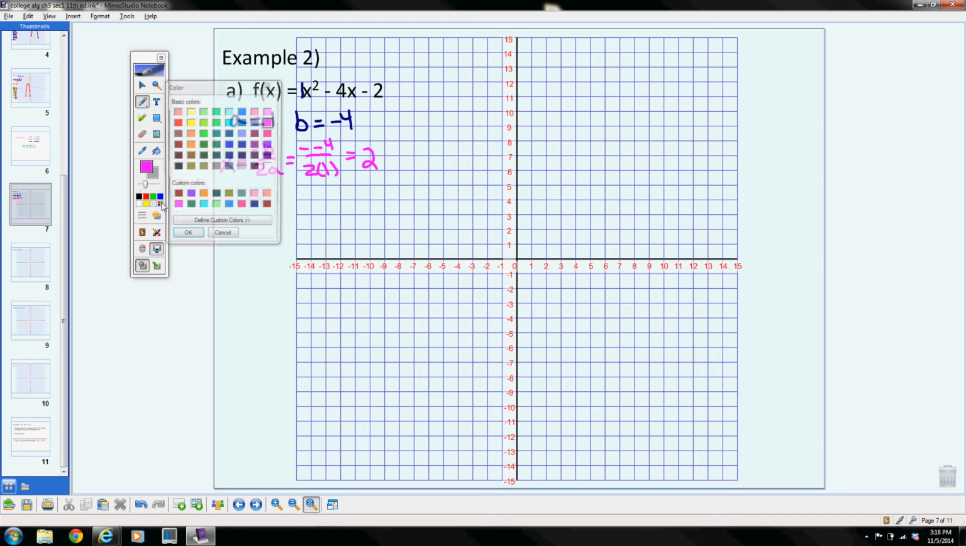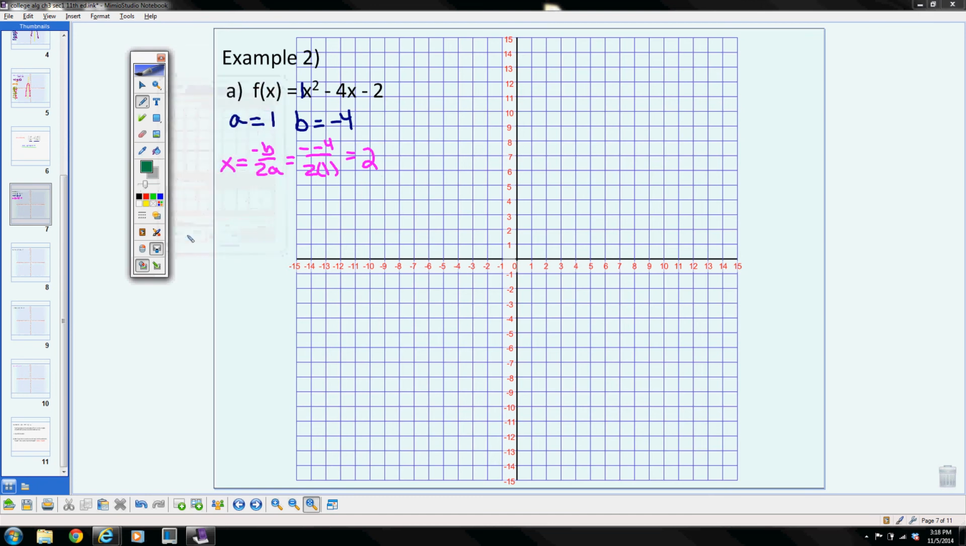To get my y value for my vertex, I take that positive 2 and I plug it back in the original equation. So that's going to be 2 squared minus 4 times 2 minus 2. That's 4 minus 8, which is negative 4. And then negative 4 minus 2 is negative 6. So what I just found out is my vertex for this equation is 2, negative 6.